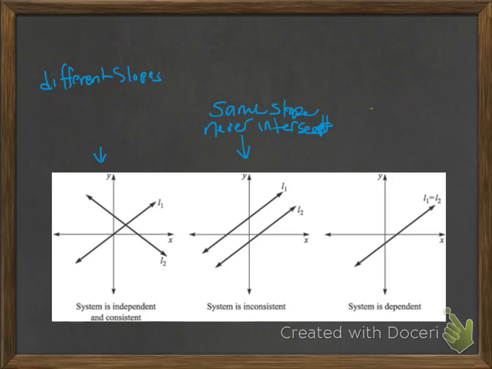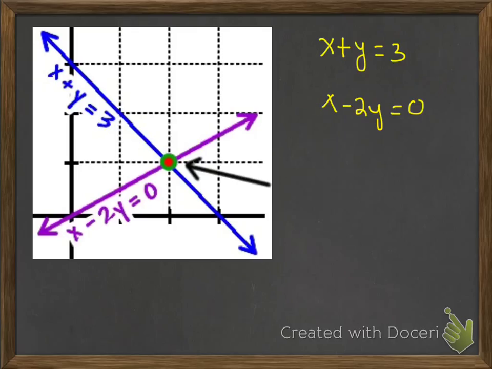Now the third possibility right here is that the system is dependent, and that means that it's the same line. The way that we know it's the same line is it has the same slope, and it also has the same y-intercept. So a line that has the same slope and the same y-intercept is going to be the same line, and every point is an answer to our line. So you'd get an answer for every point.